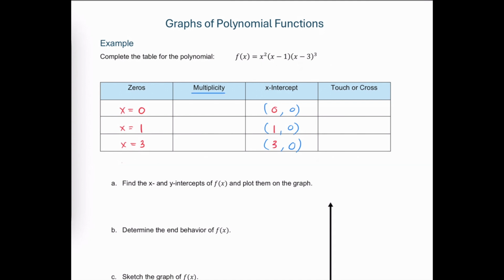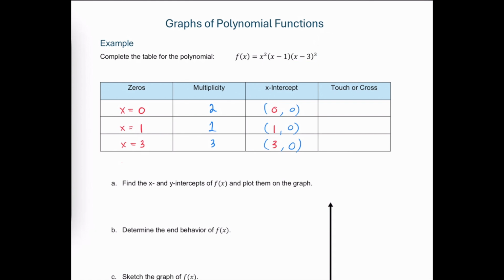In order to determine the multiplicity of each zero, we look at the powers on the factors that generated them. x squared is the factor that generated this zero. Its power is 2, and so the multiplicity is 2. x minus 1 is the factor that generated this zero. Its power is positive 1, and so its multiplicity is 1. x minus 3 is the factor that generated the zero, 3. Its power is positive 3, and therefore this zero's multiplicity is 3.